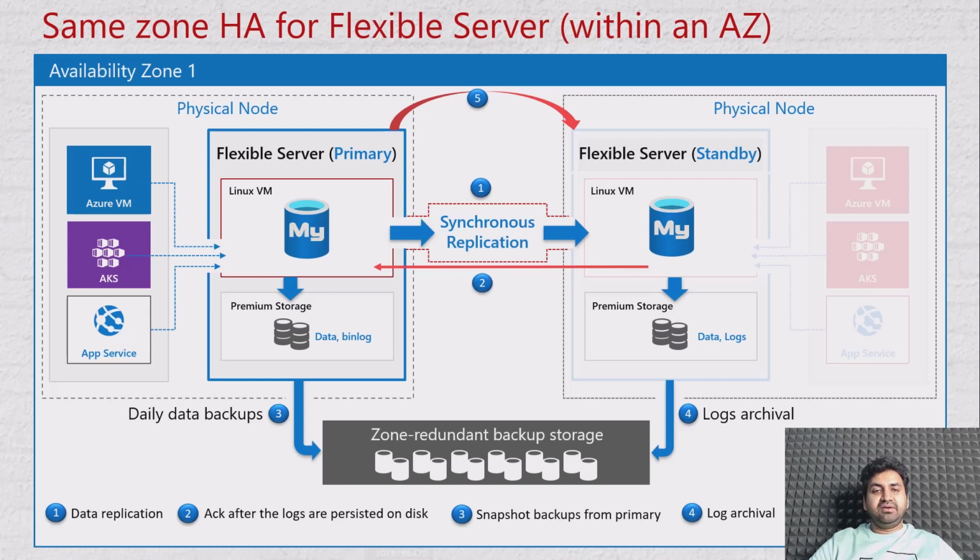The data and log files are hosted in locally redundant storage, and these files are replicated to the standby server via the storage level replication available with locally redundant storage. The failover mechanism is similar to what we have discussed earlier with zone redundant HA. Whenever there is a failover, the standby replica is activated and the binary logs are applied, which is the same process that happens even in same zone HA.